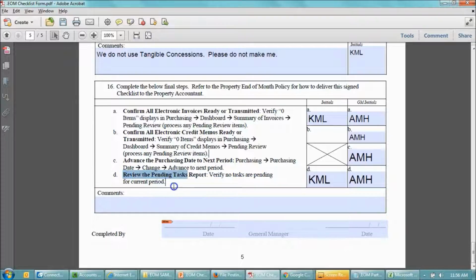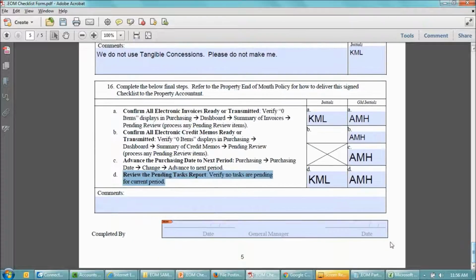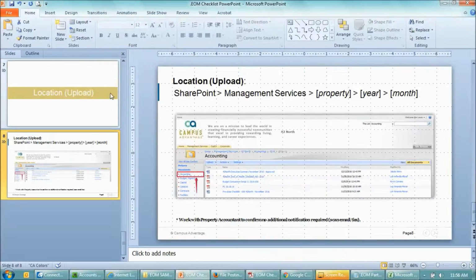The letter D, and thank you, Alex. Letter D relates specifically to an hour and 56 minutes ago when we did number 1 and number 2, the pending tasks reports at the top. So it is that important. We do start and end the end of month referring to the pending tasks report. And once you've completed all of this, then you will scan and upload, or save if you make a form out of it, to your SharePoint site.